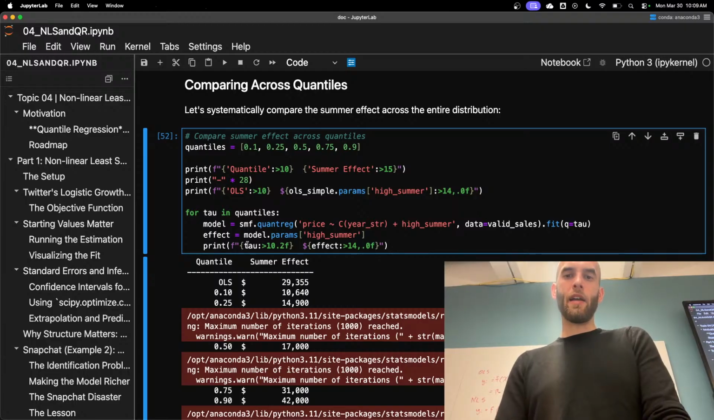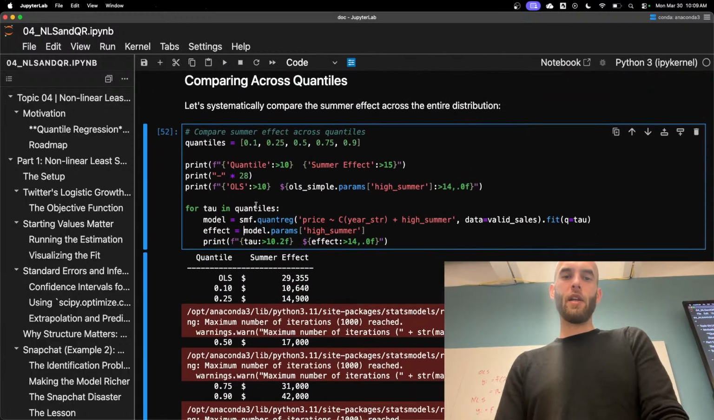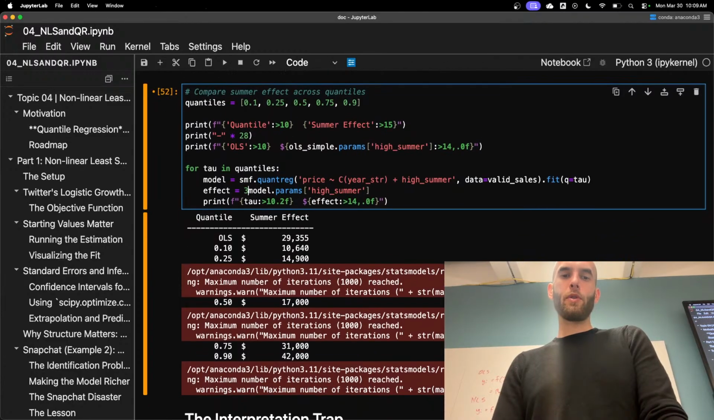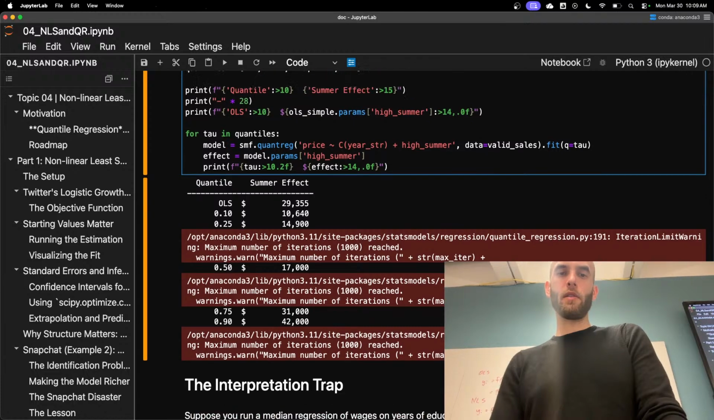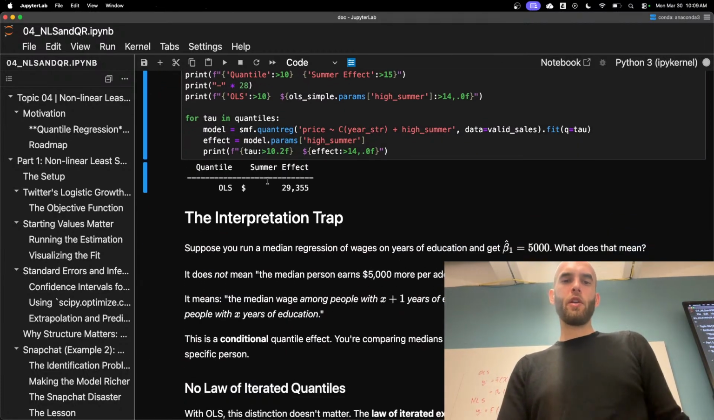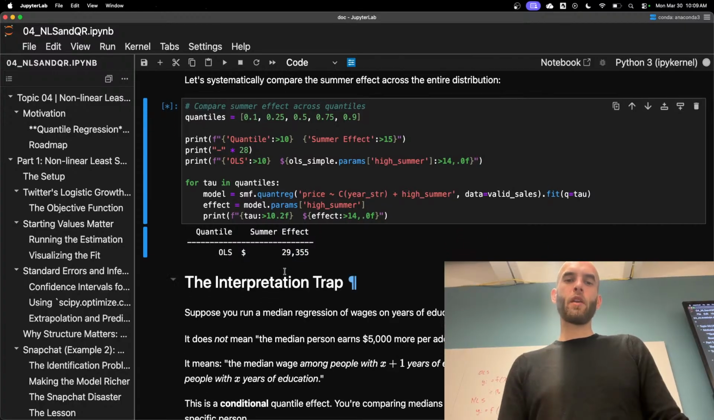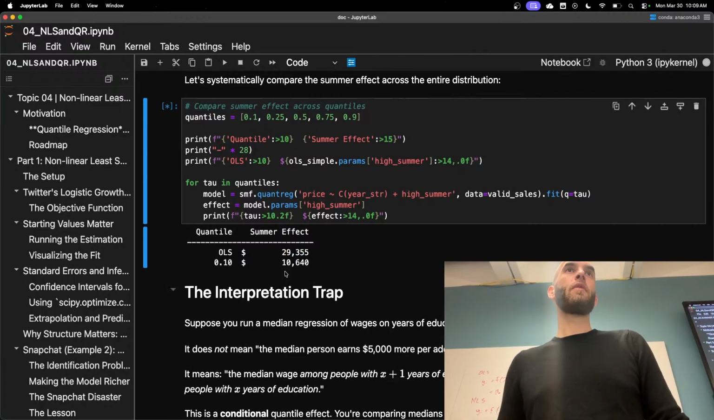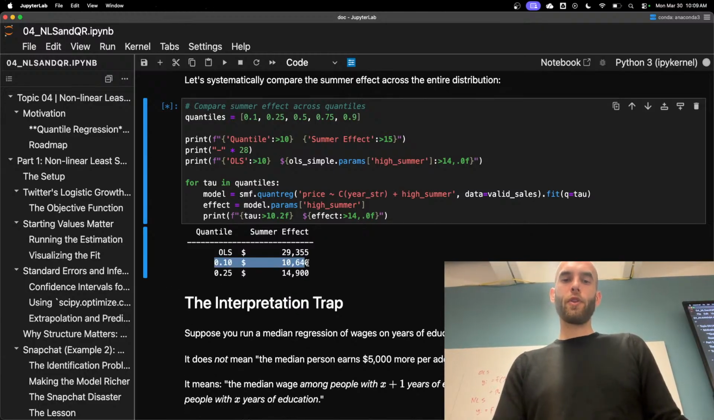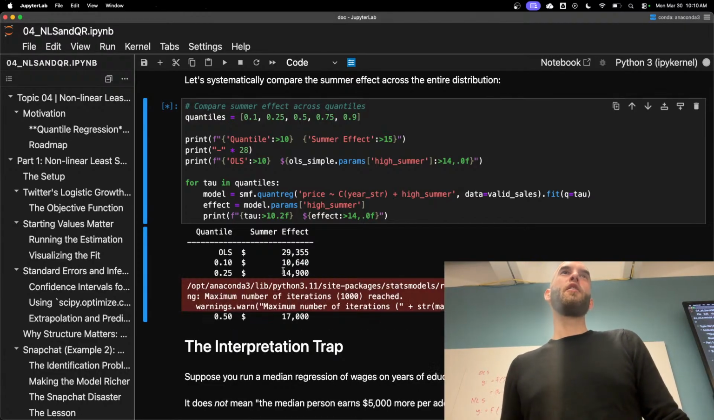So nice. So we can go through and do a bunch of comparisons between these different models. If you run this, it's just going to go through and estimate different quantiles. The first one is going to just be OLS, so this is the effective summer for the mean. And then as this runs, it's going to get different quantiles. So this is for the 10th percentile. Here we're getting that prices are higher in summer for the 10th percentile by around $10,000.